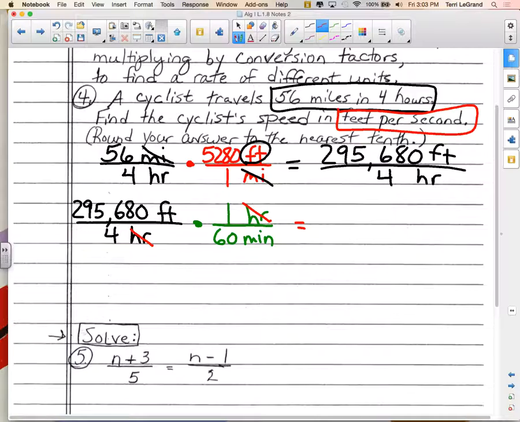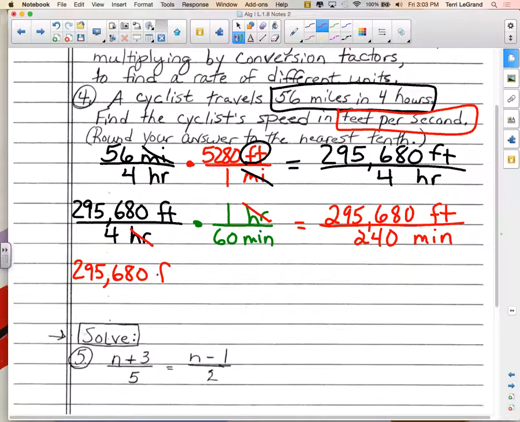Well, we're taking that 295,680 times 1, so that's going to stay that. And those are still feet. And now we're going to take 4 times 60 downstairs, and that is 240. And those are what? Minutes. Okay, are we ready to change this into a unit rate? Do we want feet per minute? No, we're still not ready, are we? Okay, so here we go, we'll do it again.